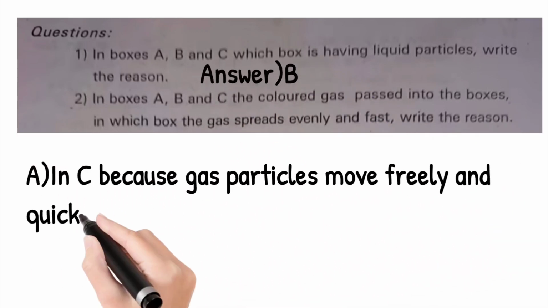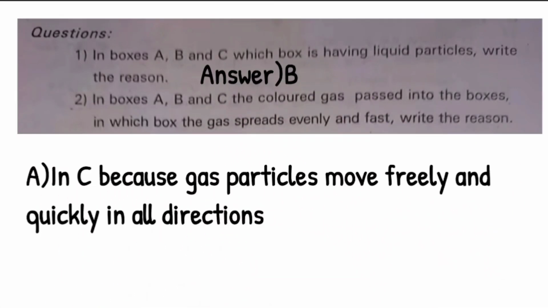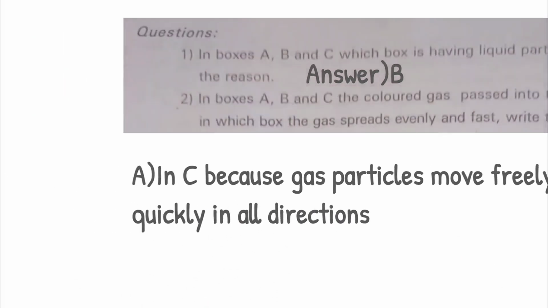In boxes A, B, C, which box is having liquid particles? Write the reason. B is having the liquid particles. In boxes A, B, C, the colored gas is passed into the boxes. In which box does the gas spread evenly and fast? Write the reason. In C. Why? Because in C, gas particles move freely and quickly in all directions.